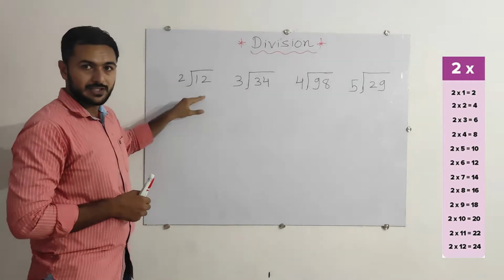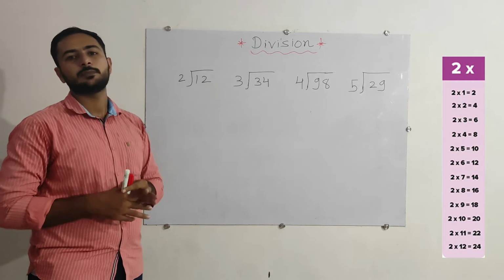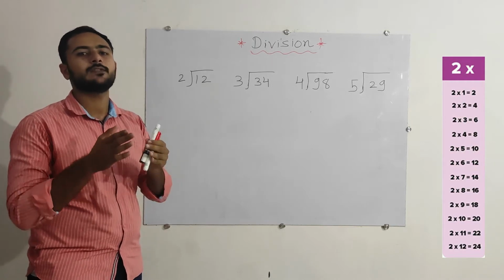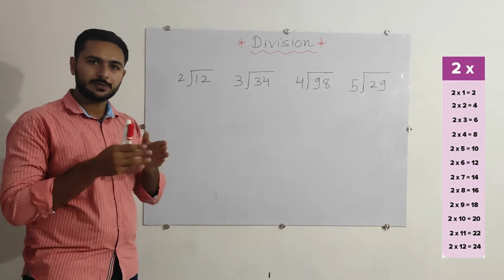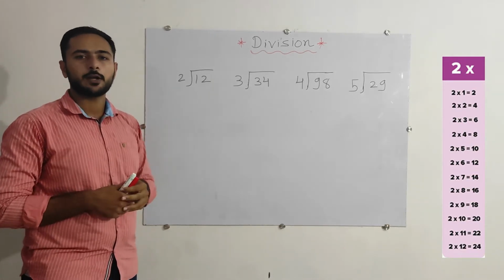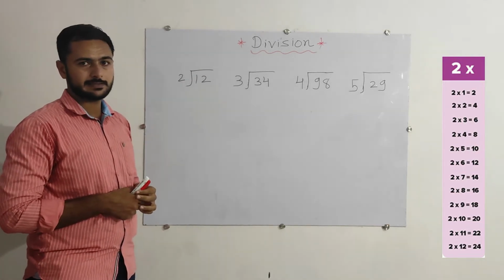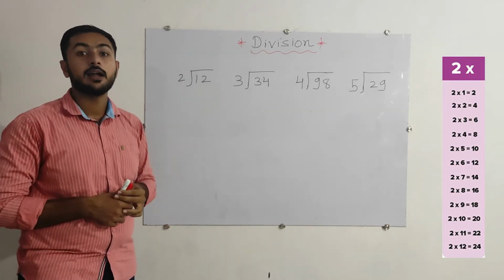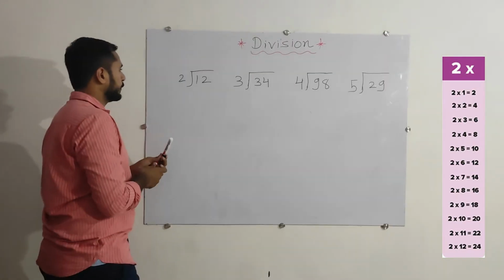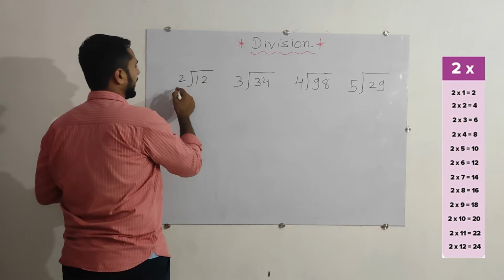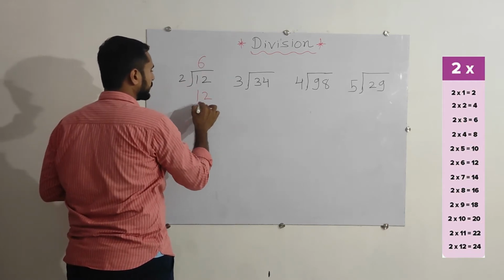Now, is 12 bigger than 2 or smaller than 2? Yes, it's bigger than 2. It means we can find 12 or a number less than 12 in the table of 2. So see there, can you find 12 over there? Yes. 2 sixes are 12. So simply we will write it in the form: 2 sixes are 12.